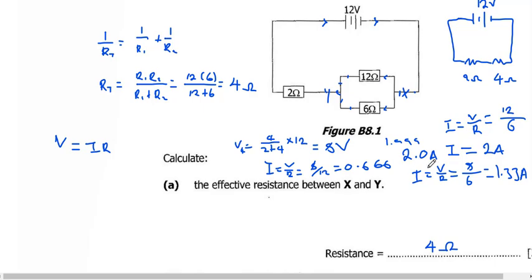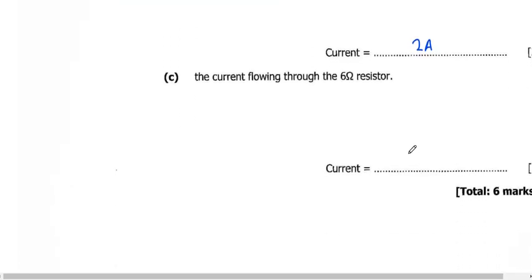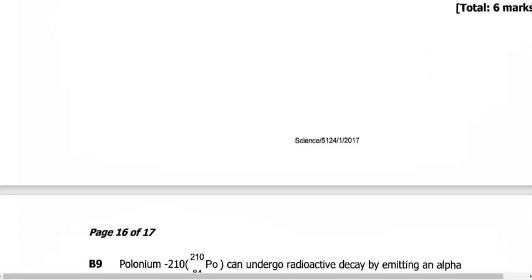And so therefore, the current through the 6 ohms resistor is 1.33 amps. So this will give us 1.33 amps as our current through the 6 ohms resistor.